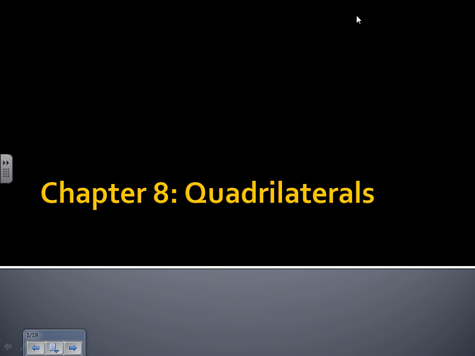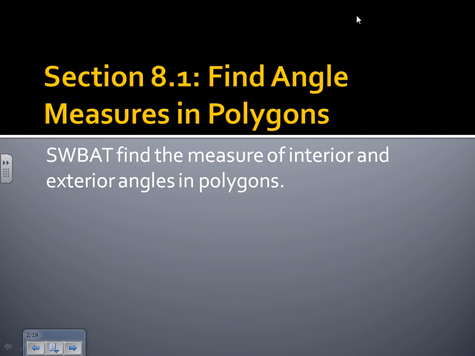Let's start with a quick review. Section 8.1. So we're going to start today. We'll finish it tomorrow. Our goal is to find the measure of interior and exterior angles of polygons. So we remember polygons from, I forget which chapter that was, chapter 1, I believe. Polygons are any shape that's straight lines, and it has to be closed. So it has to form a closed shape.